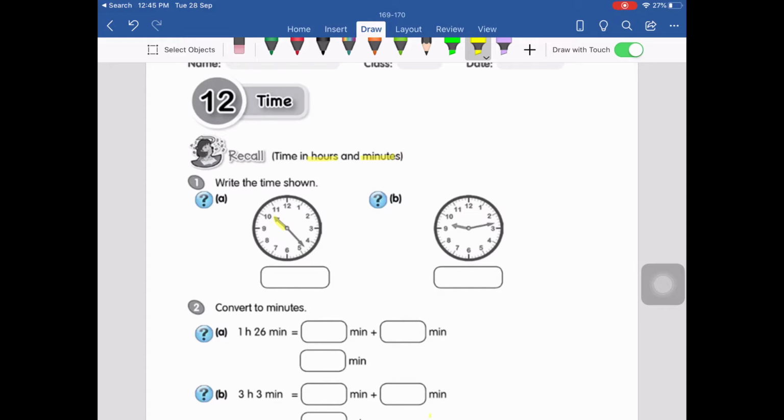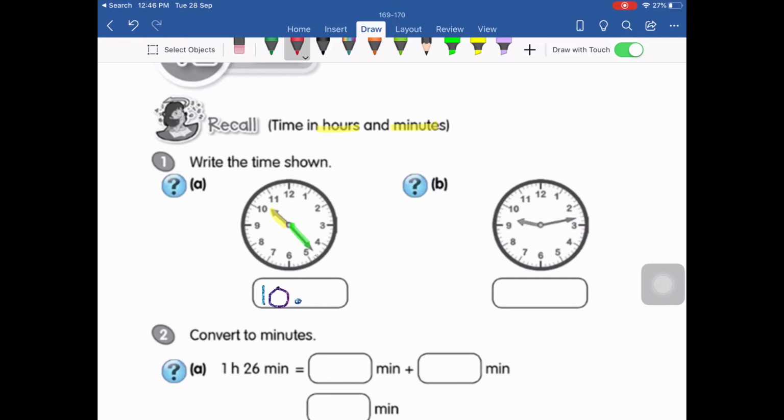The hour hand is pointing after 10 but before 11, so it is 10 o'clock. And let's look at the minute hand. The minute hand is pointing to, okay, let's count. This is 5, 10, 15, 20, 21, 22, and 23.